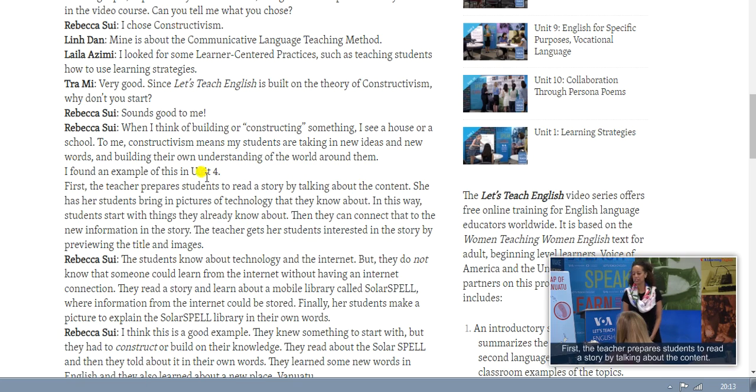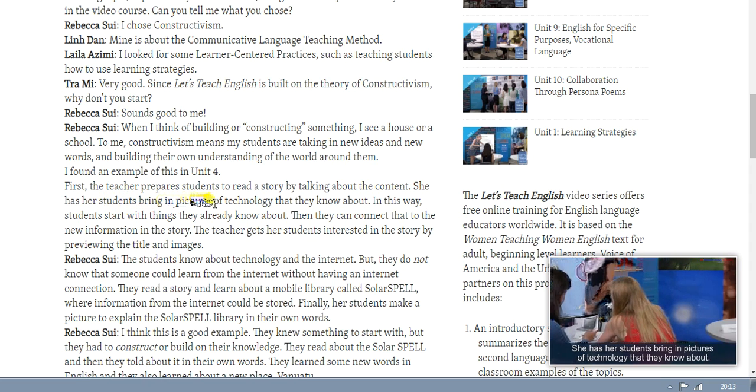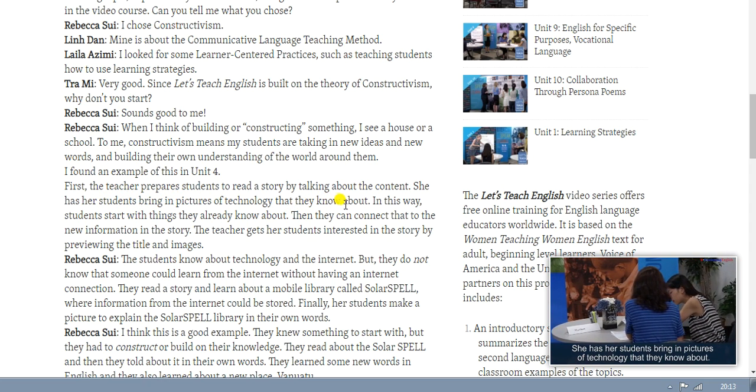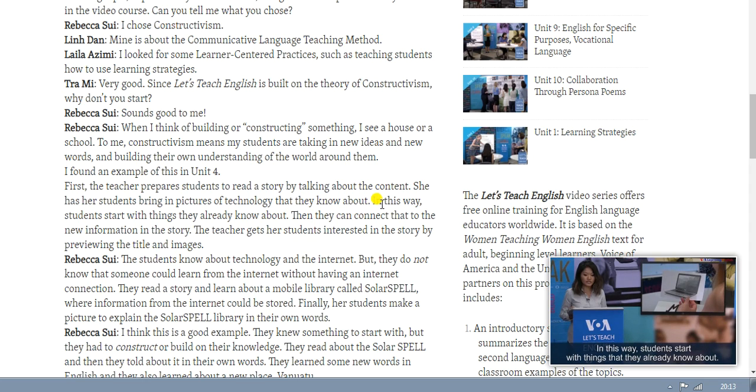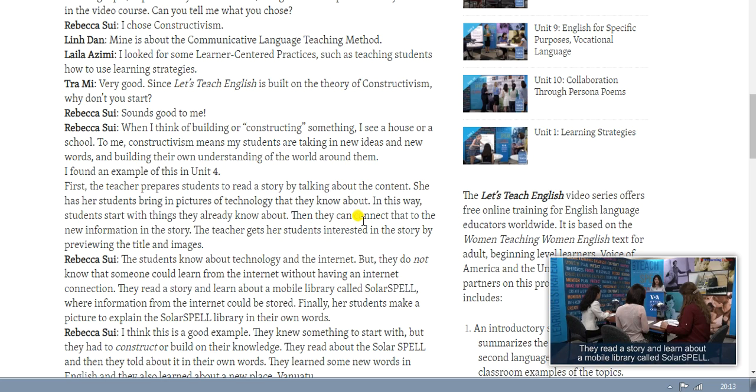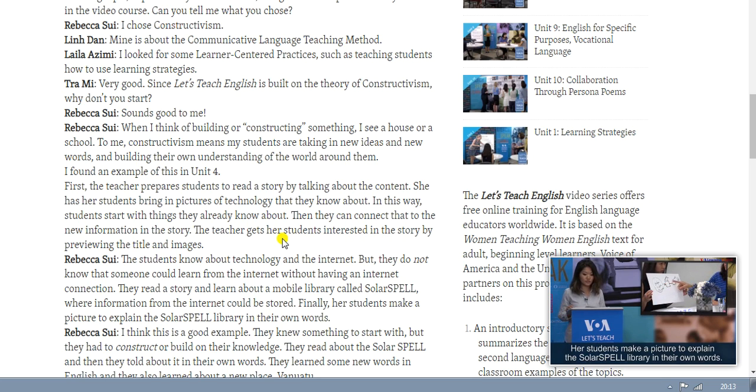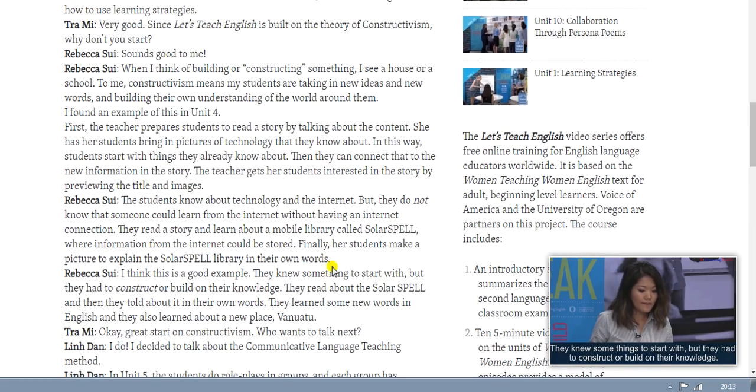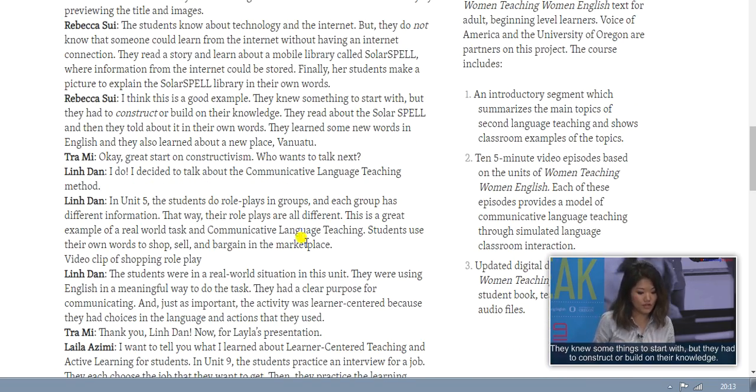About technology. First, the teacher prepares students to read a story by talking about the content. She has her students bring in pictures of technology that they know about. In this way, students start with things that they already know about. Then they can connect that to the new information in the story. They read a story and learn about a mobile library called Solar Spell. Her students make a picture to explain the Solar Spell library in their own words. They knew some things to start with, but they had to construct or build on their knowledge.